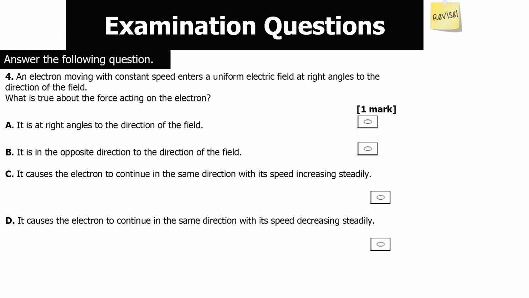The next question says, an electron moving with a constant speed enters a uniform electrical field at right angles to the direction of the field. What is true about the force acting on the electron? So pause the video now, then unpause the video when you want to go through your answer.